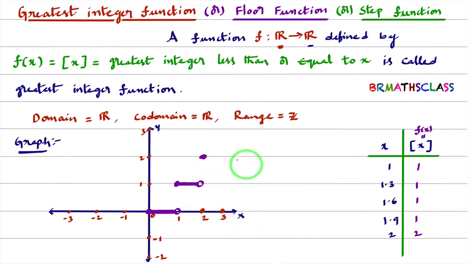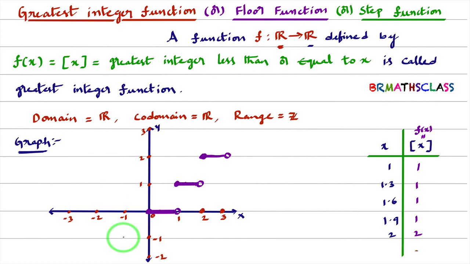Similarly, if you continue, the graph will come like this. You please check for all other values. The graph will come like this. And I said I'll tell you why they named it as a step function. You can observe this graph. It looks like steps. It looks like floor steps. That's why it is known as floor function also.